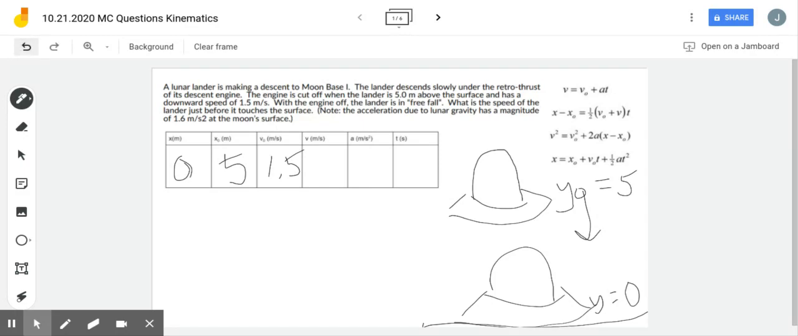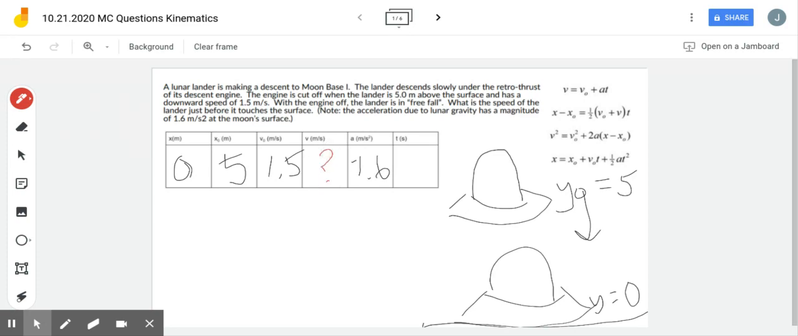They do tell us that the magnitude of acceleration is 1.6. I'm going to put a negative because we know that it points downward, and you'll see why in a second. And we're trying to find speed.